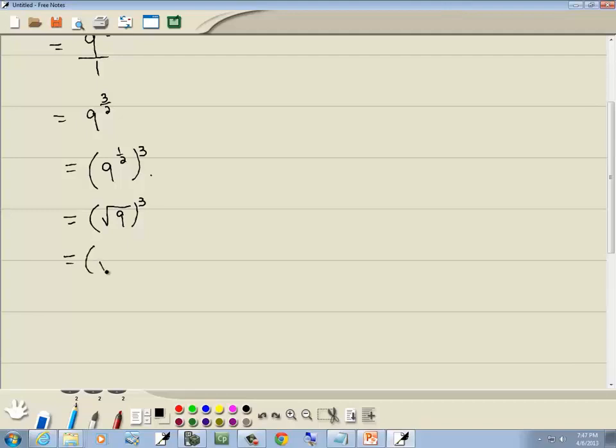Well, 9 is 3 times 3. Our index is 2 because it's a square root, so we're looking for a pair of somethings. So here's a pair of 3's. So a pair of 3's is going to come out in front as a single 3. And then 3 to the third gives us 27. And that's our answer.